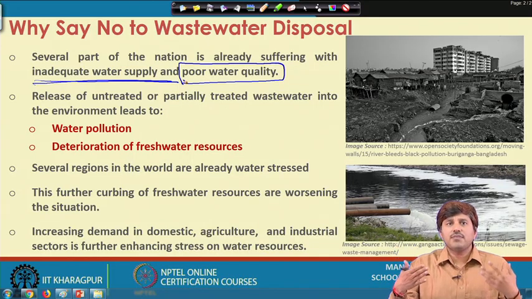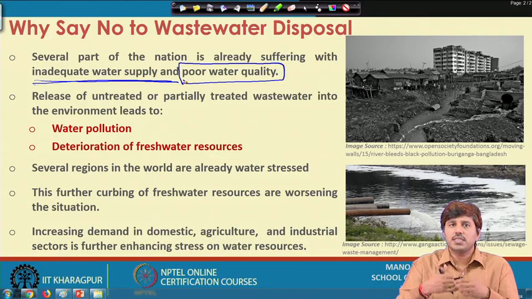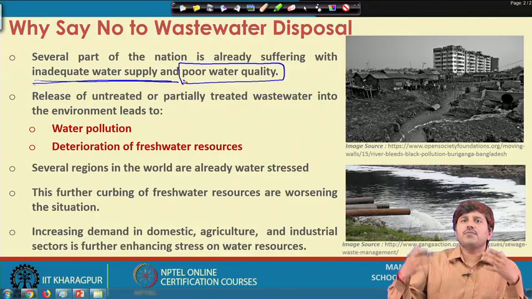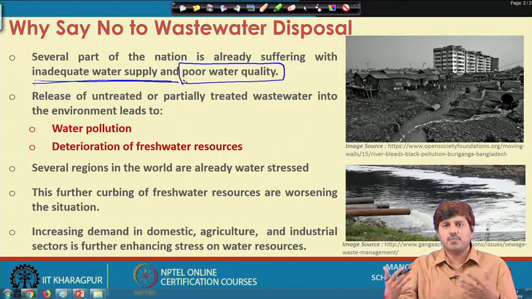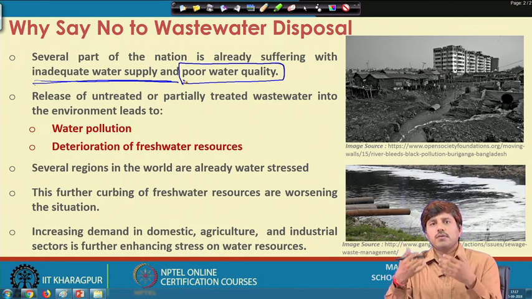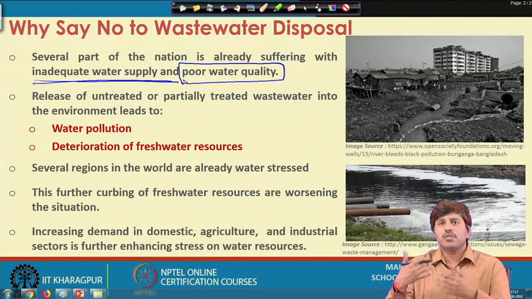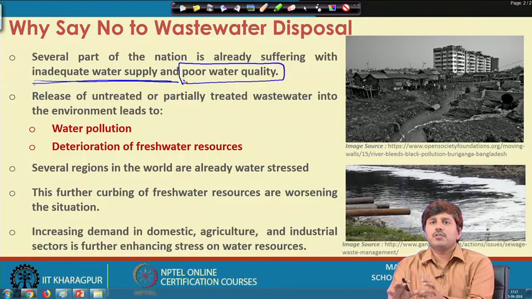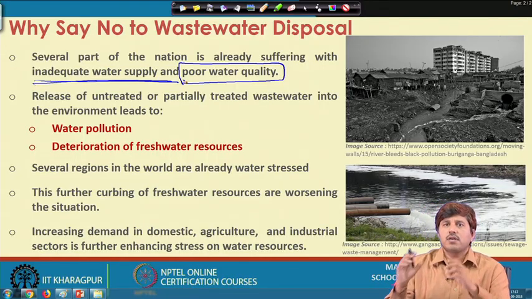Now, over and above that, when we release this untreated or partially treated wastewater into the environment, what does it do? If the quality of your water resources is not very good in the first place, and then you are adding to it, take the example of river Ganga. We already have so much discussion of improving the water quality of the river Ganga. In spite of that, we are adding more pollutants to the river in terms of wastewater flows. So, what will it lead to? It will lead to further water pollution.